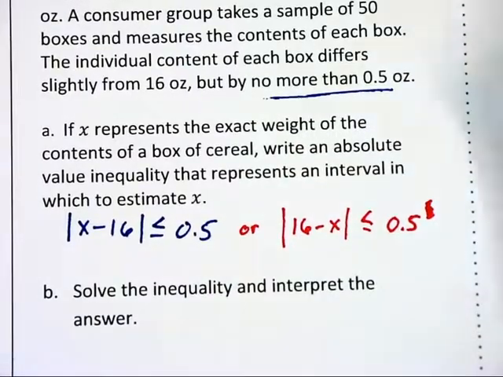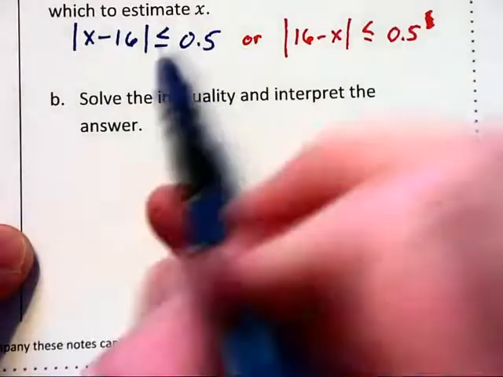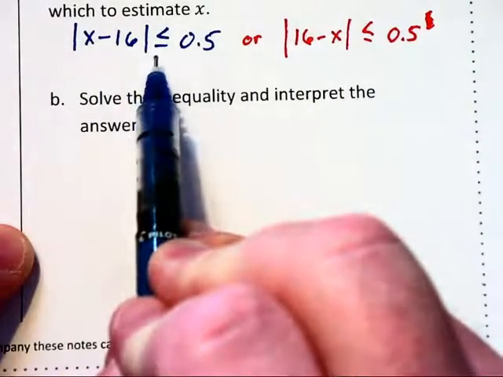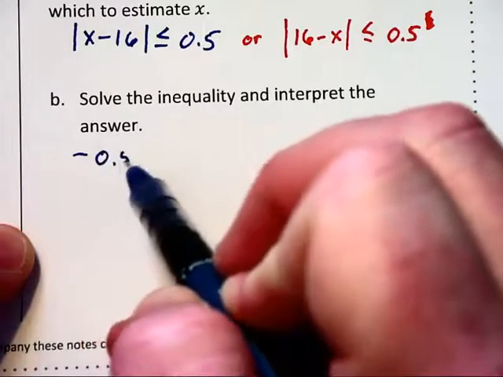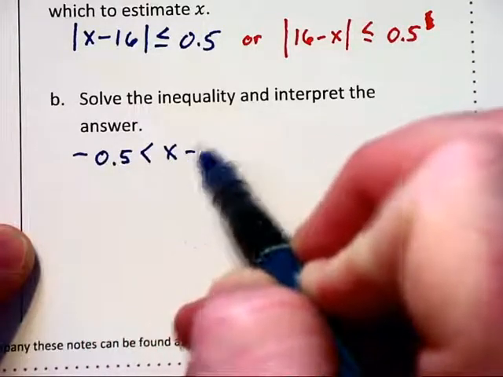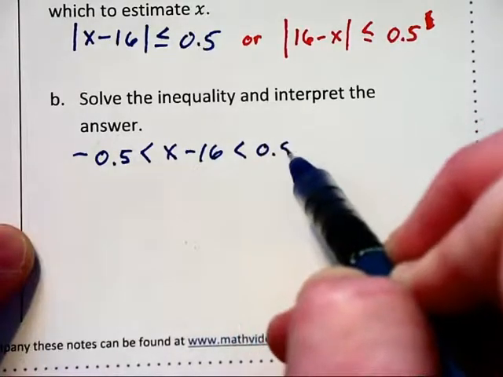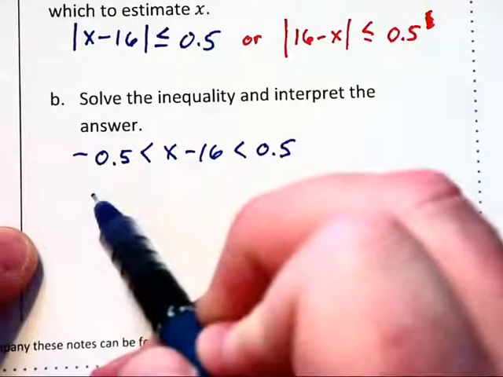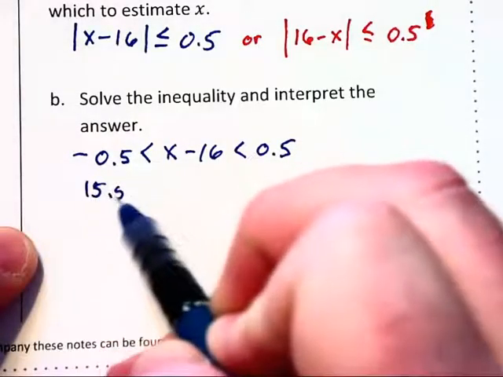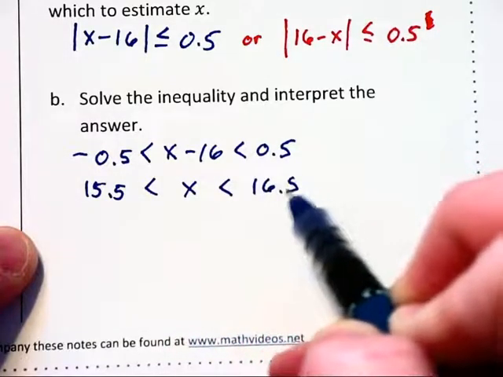Now we want to solve this inequality in the next part. So since it's an absolute value with a less than, we're going to write this as a compound inequality. Negative 0.5 is less than x minus 16 is less than positive 0.5. And we want to add 16 to the left, middle, and right, and that will give us 15.5 is less than x is less than 16.5.